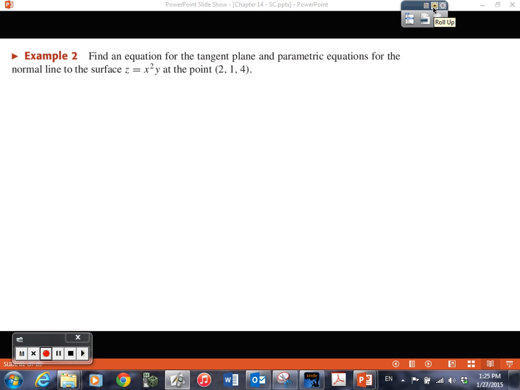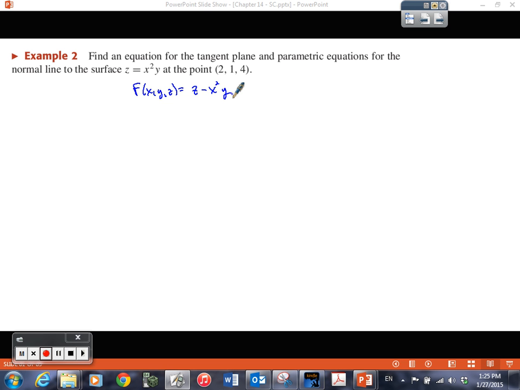Here, the example asks us to find an equation for a tangent plane and parametric equations for the normal line to the surface z equals x squared y at the point (2, 1, 4). First off, I'm going to write the function as a function of x, y, and z. And so that would be z minus x squared y. So let's write it as a function of that first.